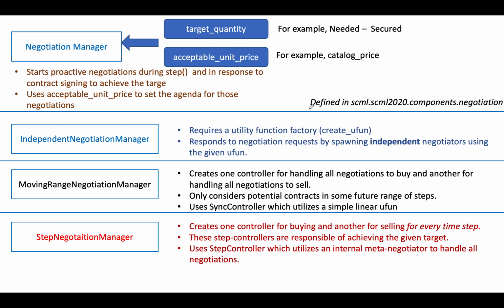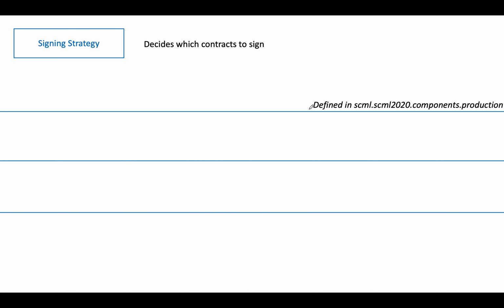The goal of the negotiation manager is to start proactive negotiations during step and in response to signing contracts, and it uses the acceptable unit price to set up the agenda. Okay, so that's the second component, the negotiation manager.